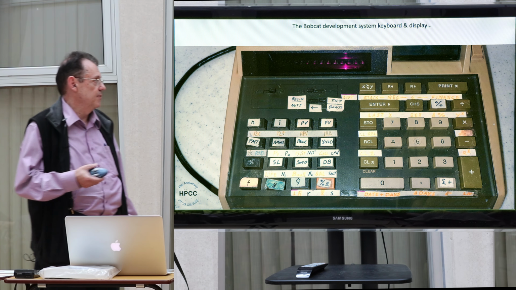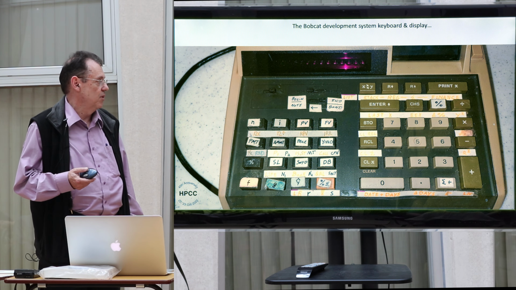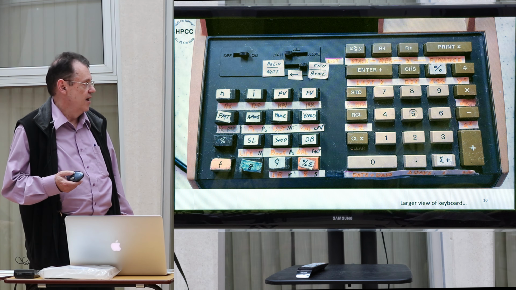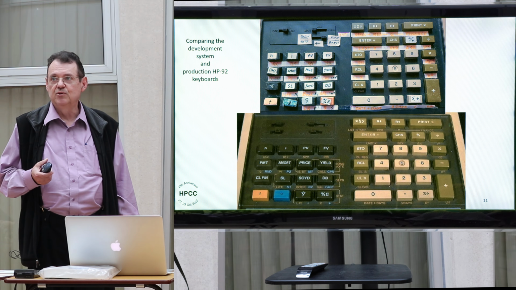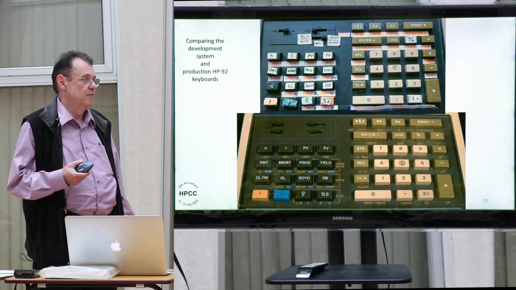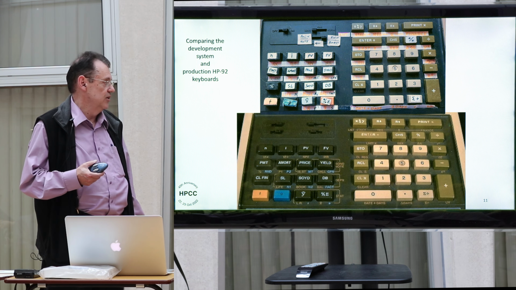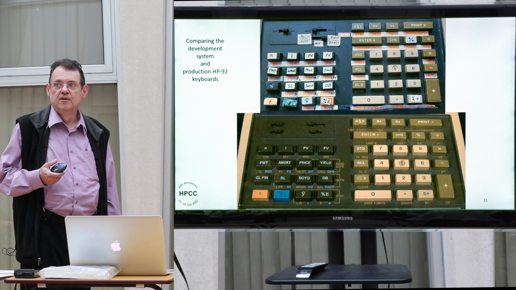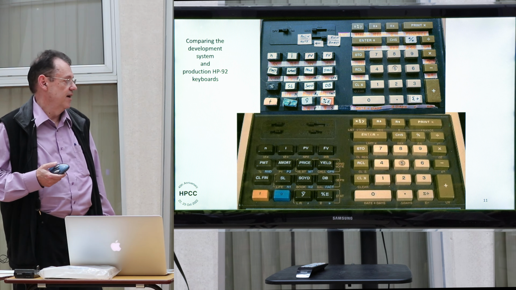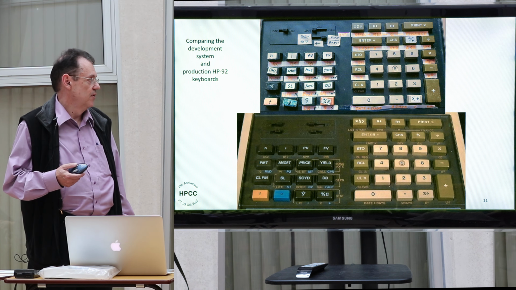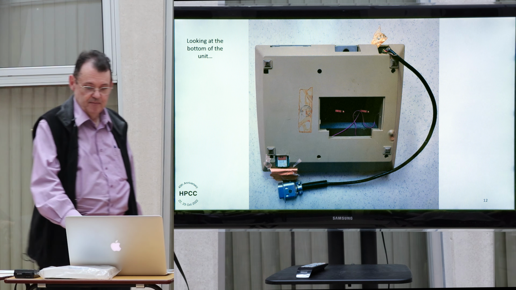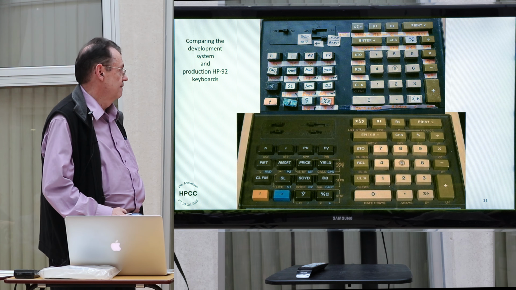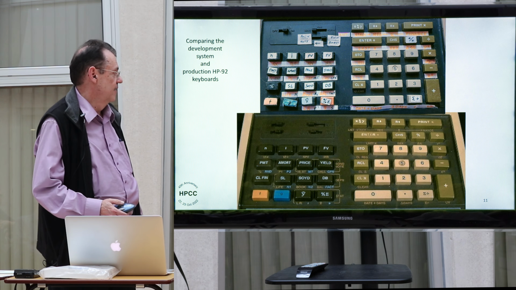So this is the Bobcat system keyboard and display. Blow up with that keyboard. And now this is a comparison between the prototype paper keyboard and a 92 keyboard, and you see the keys correspond 1 to 1. So this is a 92. Except for the clear pin. Well, one of the tags must have come off on the other picture.